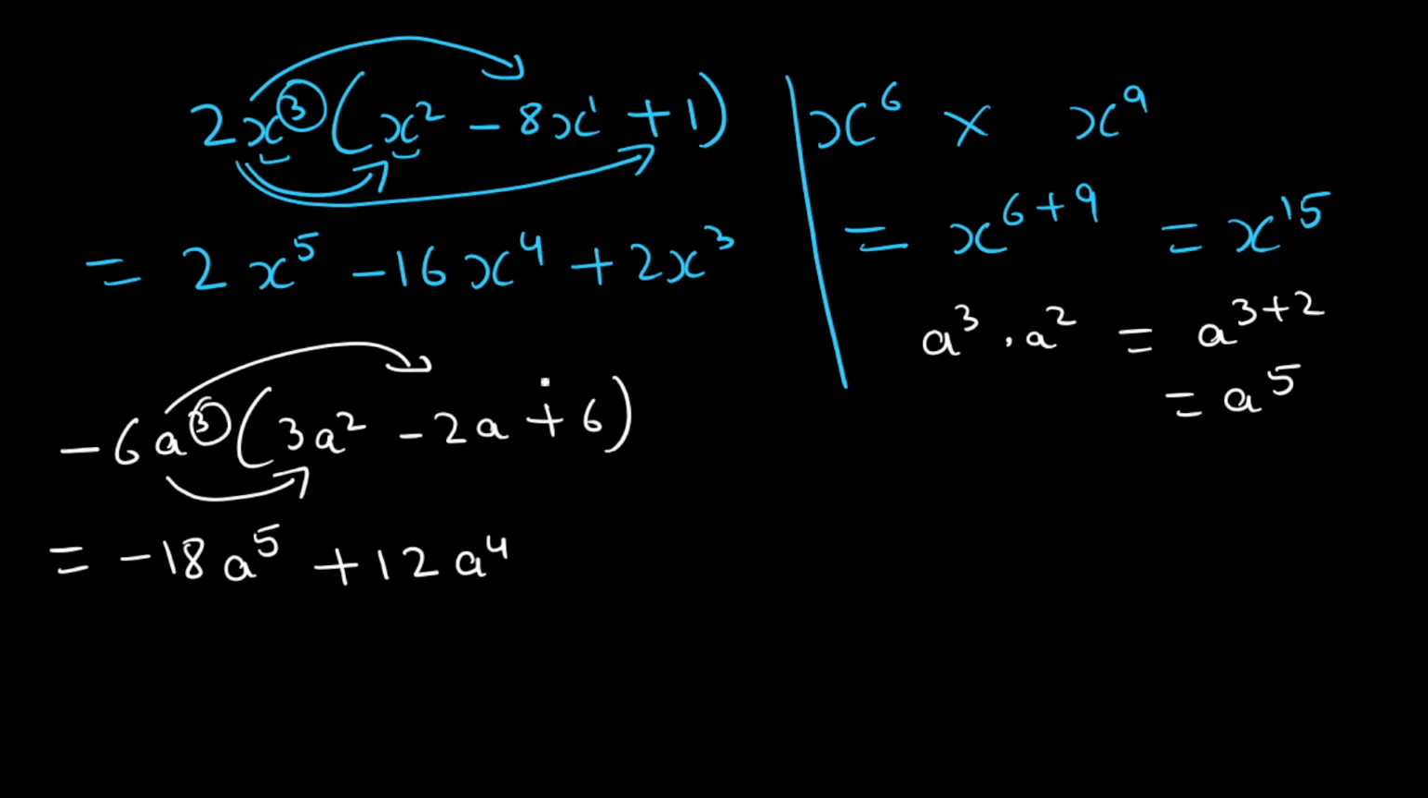3 plus 1 is 4, and the last one is negative 6a cube times positive 6. So negative 6 times 6 is negative 36, and 6 doesn't have any variable, so we'll simply write a cube at the end, and this is our final answer.